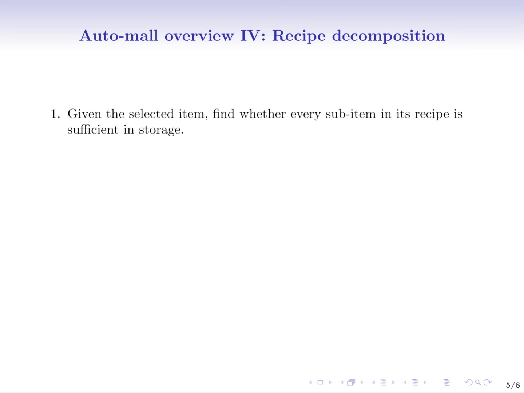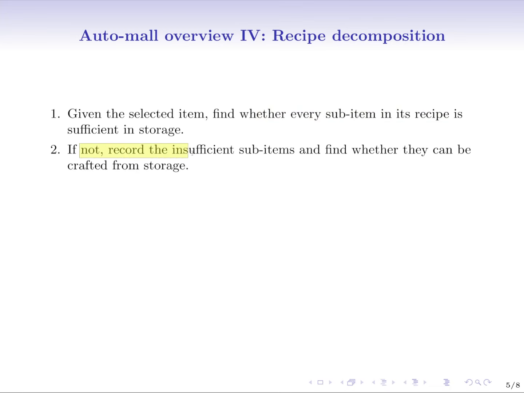Okay, the next part I think is the most complicated part of this Automall. It gives a recipe decomposition, which means if I have selected an item to make, I would want to find its ingredients, the items in its recipe, and see if those are in the storage.